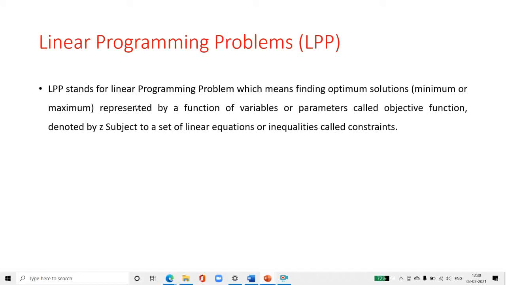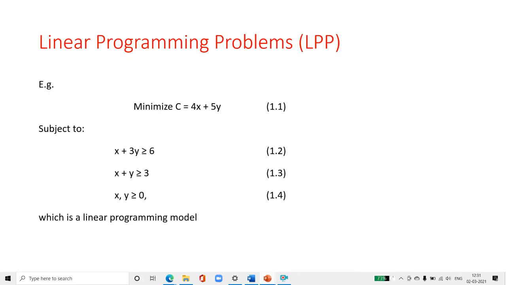So LPP, that is the linear programming problem, means finding the optimum solution, a minimum or a maximum, represented by a function of variables or parameters called the objective function. This objective function is denoted by Z and is subject to a set of linear equations or inequalities called constraints. This type of problem we call a linear programming model.